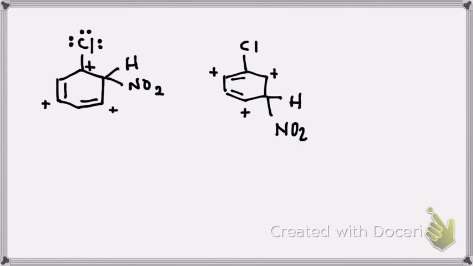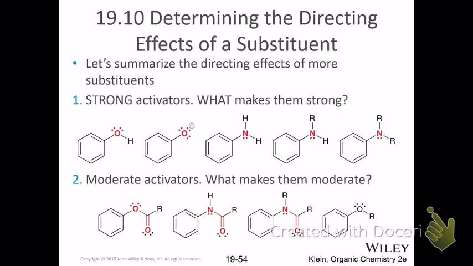Okay. So let's go. I like these next slides. This is kind of like a review. Survey of strong activators, moderate activators, what makes them moderate. Okay. So these are all strong activators. What makes them all strong activators? Donate electron pair directly. Okay, now, excluding this one, which do you think is the strongest activator?